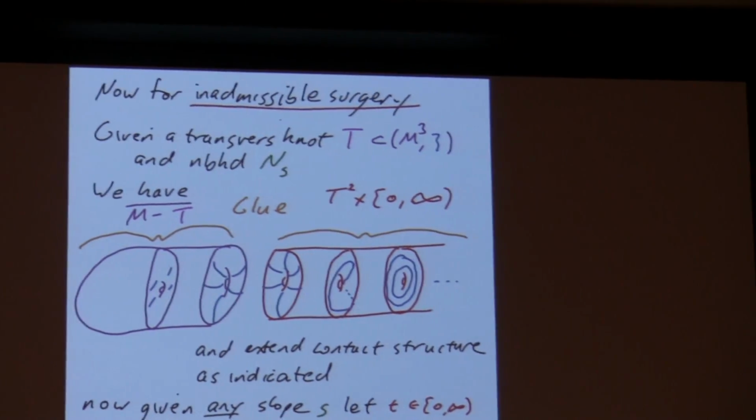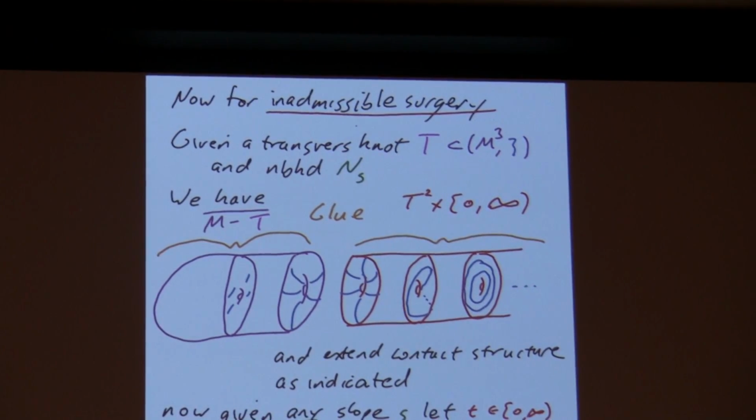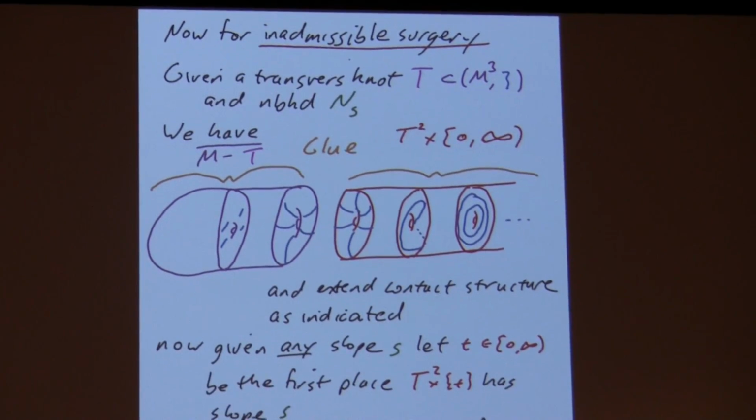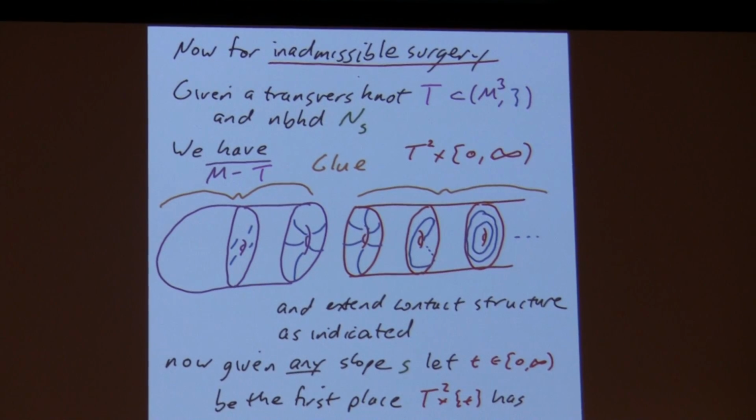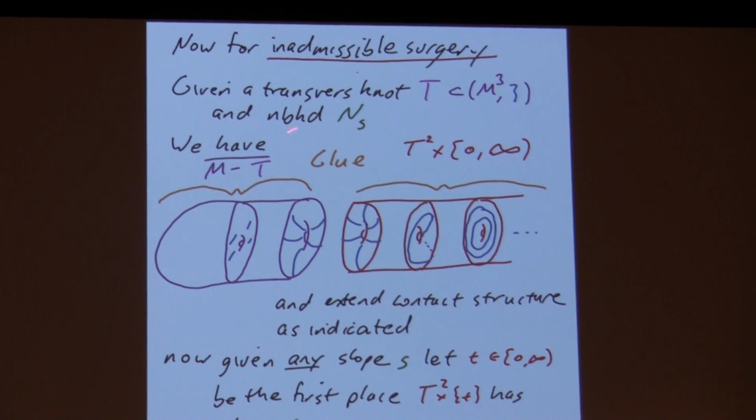And inadmissible, talking faster than I can actually talk. Okay, let's try again. Let's start over. So an inadmissible surgery on the transverse knot T is the following thing.